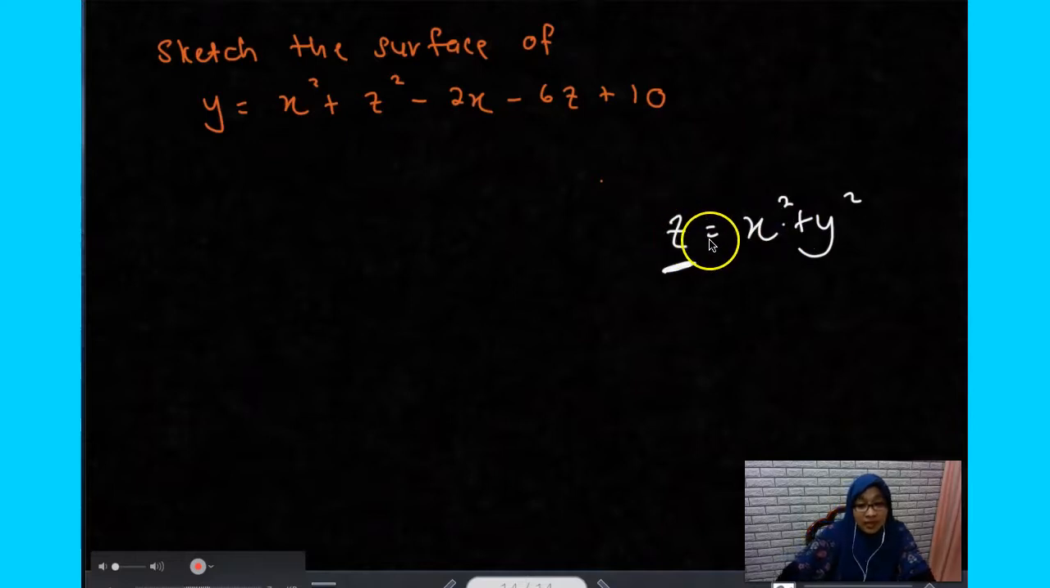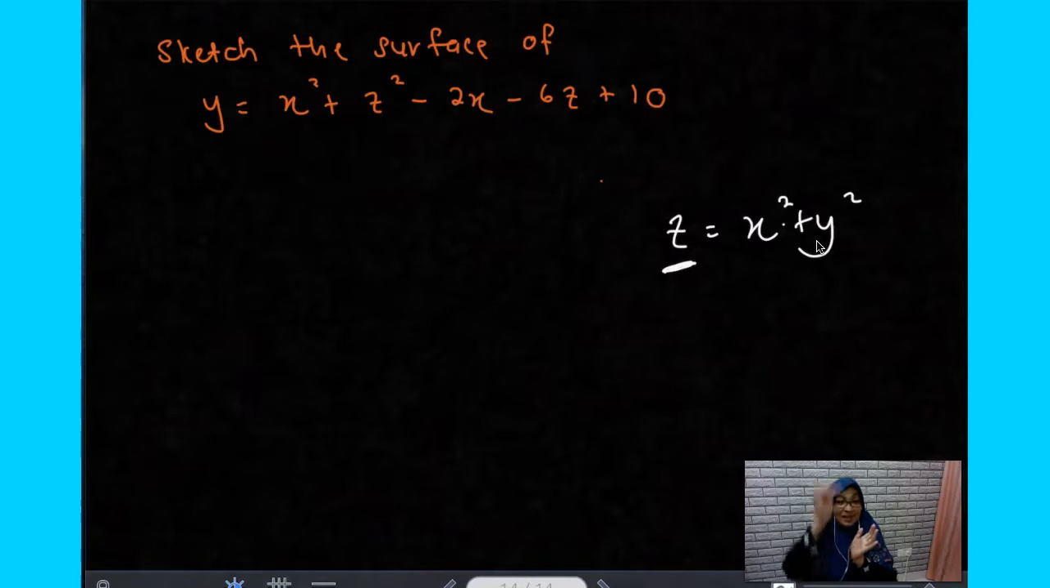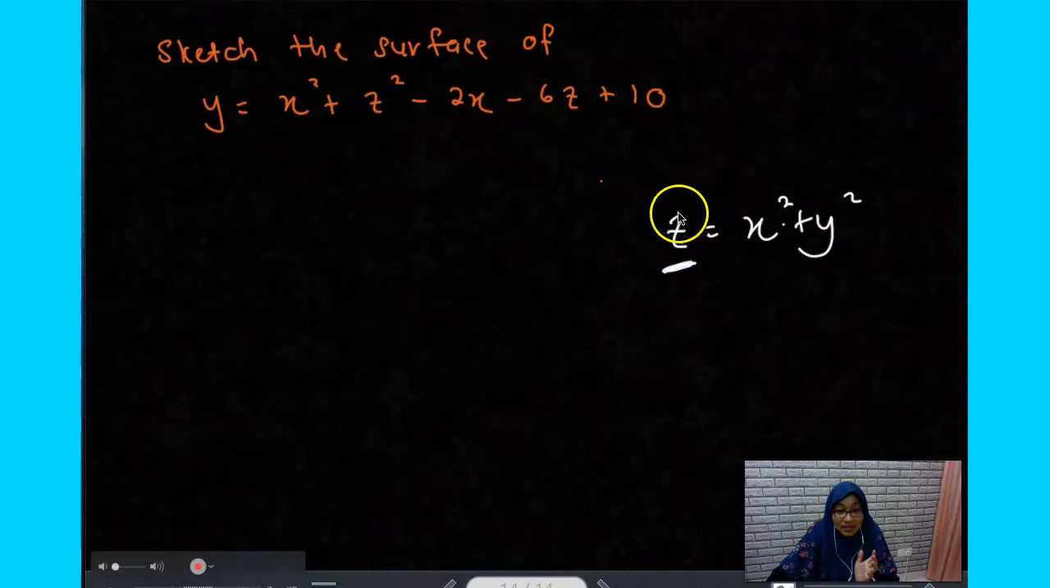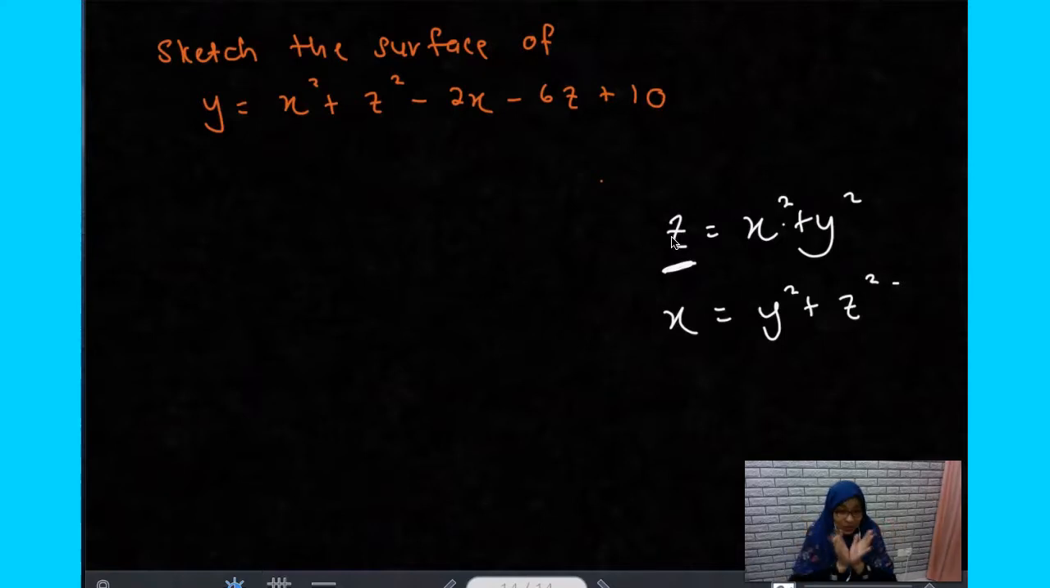If you have z equal to x squared plus y squared, you have a ball concave up and parallel to z. Why we know it is z? Because we have a single z here. So meaning that if I give you x equal to y squared plus z squared, we have a similar ball concave up as well, but it is concave up parallel to x.